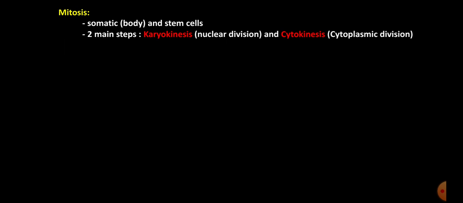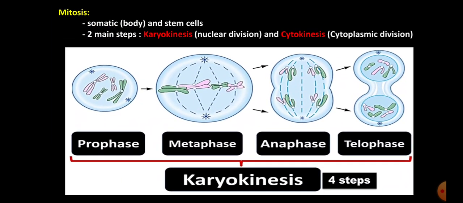You remember the word cytology? Cytology is the study of cells, right? So mitosis is also completed in two steps, karyokinesis and cytokinesis. Karyokinesis is the division of the nucleus, that is the chromosomes which are present inside the nucleus, and cytokinesis is the division of the cell into two where the cytoplasm divides and two new daughter cells are formed.